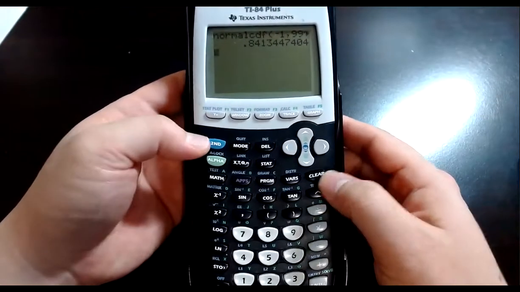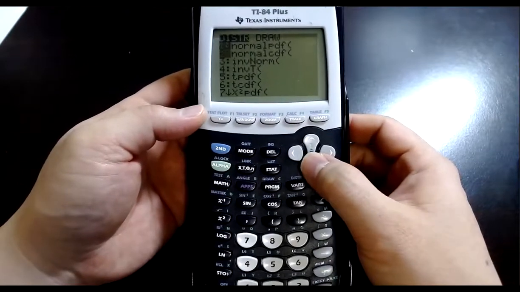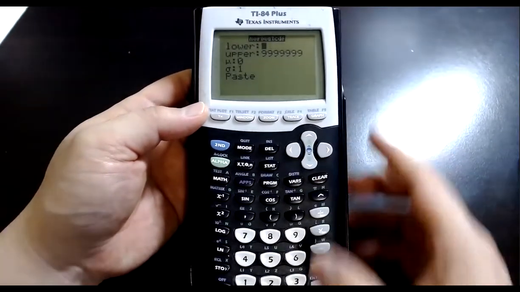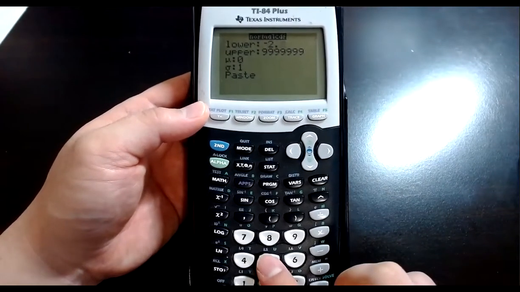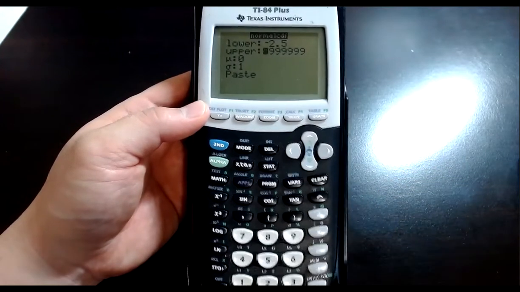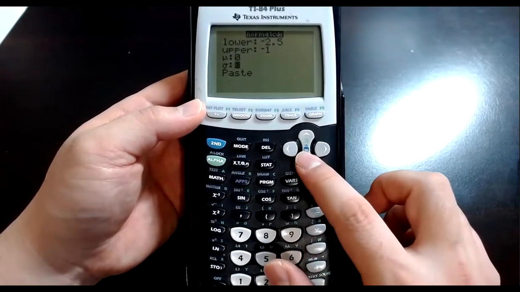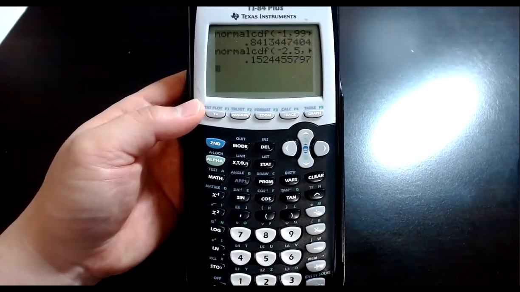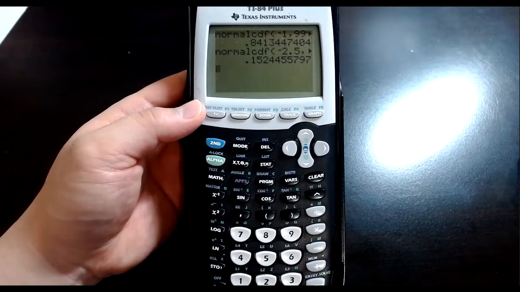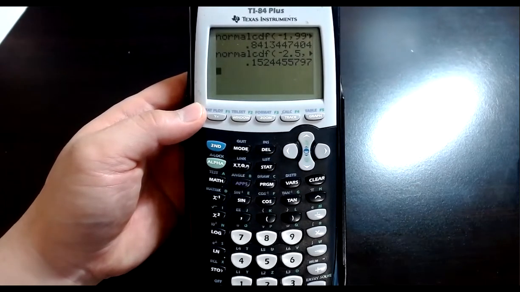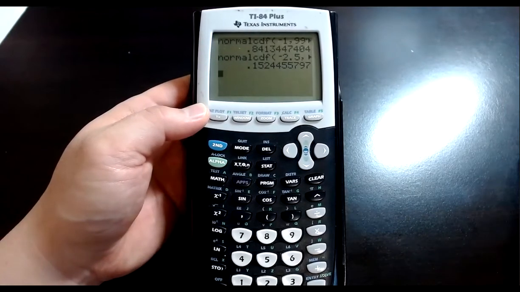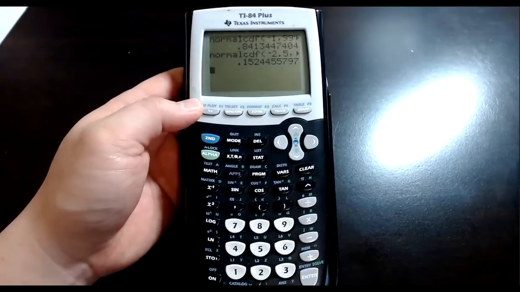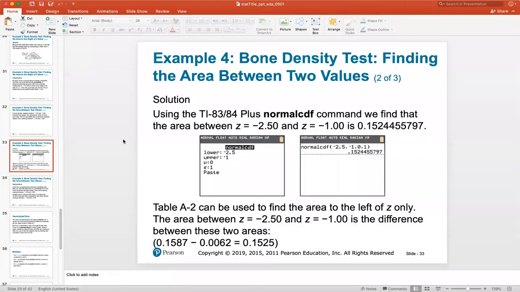In the calculator, we go to the normal CDF. Lower must be -2.5. Upper must be -1. Then mu 0 and sigma 1. Okay, paste. So we got 0.1524, so 15.2% approximately. Okay, so we figured out the probability. It's not a big deal, right?